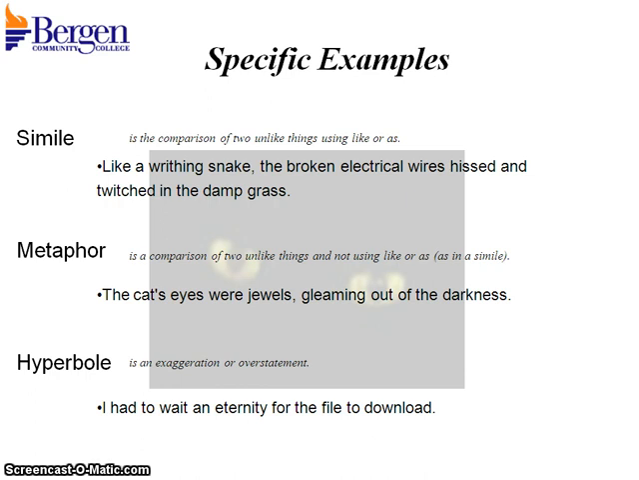Like a writhing snake, the broken electrical wires hissed and twitched. So we all know what a writhing snake looks like. So now we have a visual of what the electrical wires look like. So it's helping us, the reader, understand and see what is happening, right?